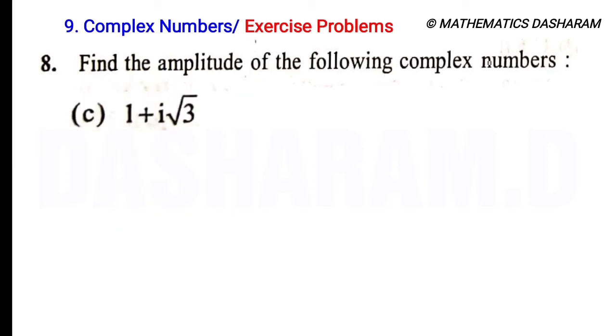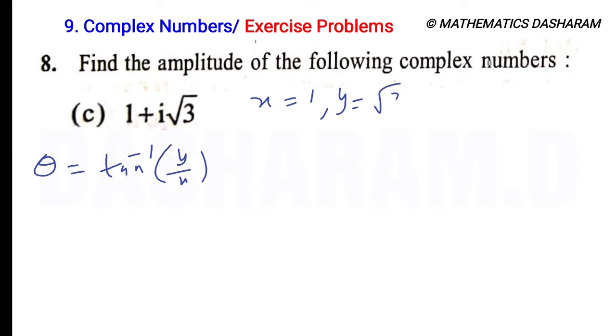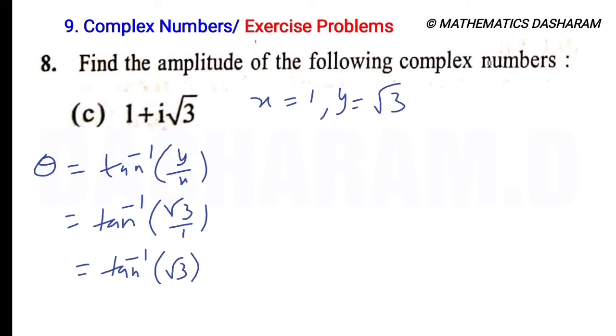Question number C, 1 plus i root 3. So the amplitude is tan inverse y by x. Here the x value is 1 and the y value is root 3. So substitute them: tan inverse root 3 divided by 1. So tan inverse root 3 by 1 is root 3.